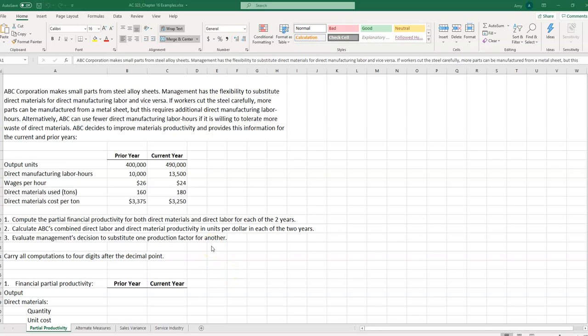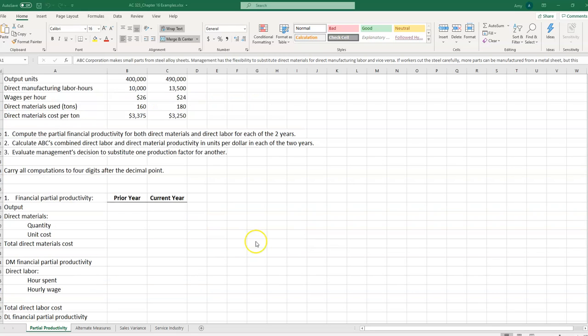So in Chapter 16, we finish off our variance analysis by looking at productivity variances and further exploring our sales variances. So in this first example, we're going to look at partial productivity measures. So we start with a financial partial productivity. So we have financial and operating productivity. What we look at when we're looking at productivity measures is inputs to outputs.